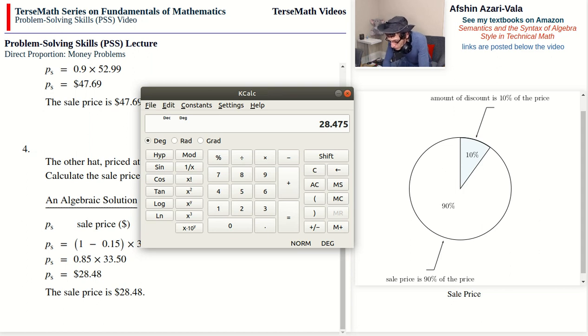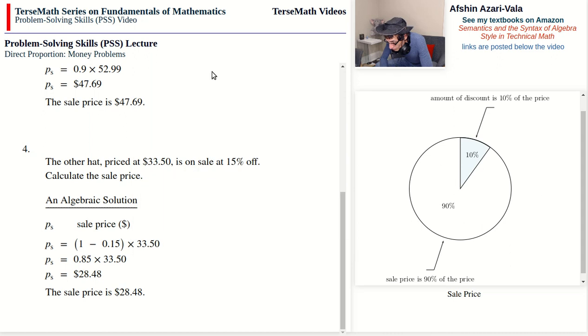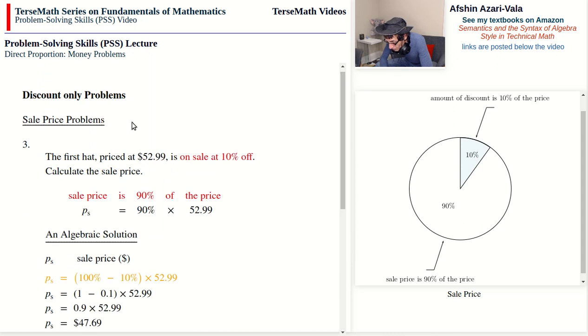Okay, so that brings us to the end of the second kind of problem that I was talking about, when someone asks us to find the sale price, which is basically the kind of problem when a piece is cut off and we want to find out what remains.